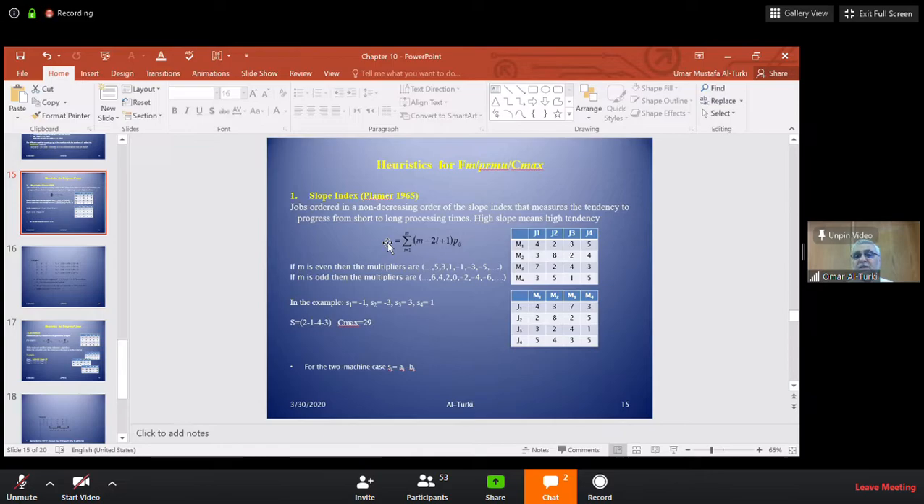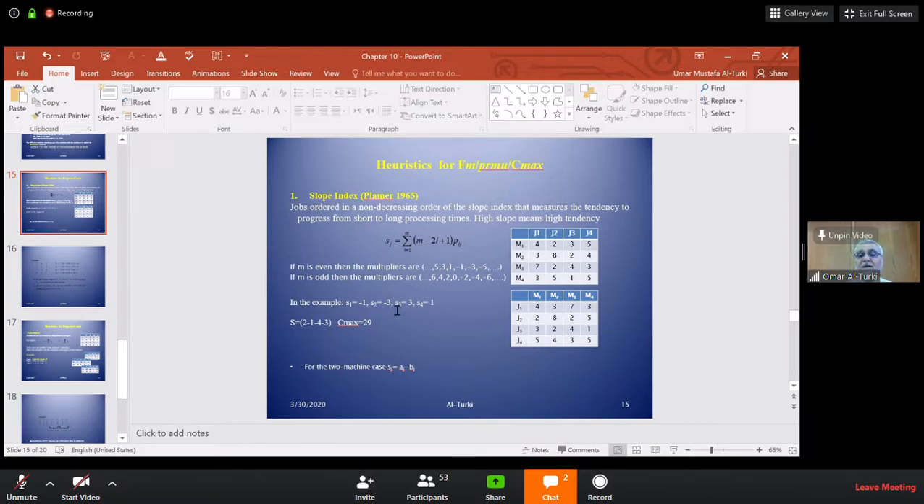How processing times change from one machine to the other. Is it a positive change or a negative change? Of course, it's not always negative or always positive. Here you can see, for example, job 1 goes down and then up and then down. This one, for example, job 2 goes up, then down, then up. So there is no job that always goes down or always goes up.